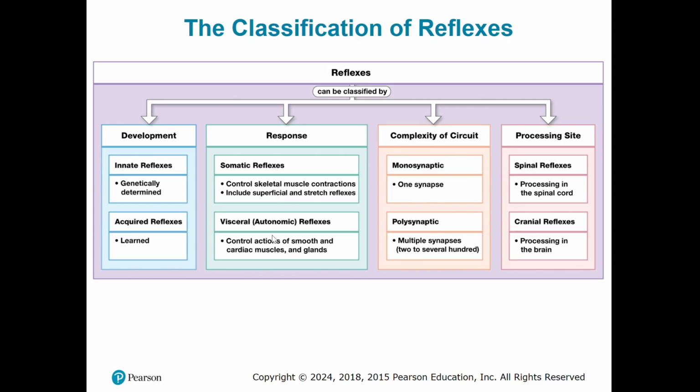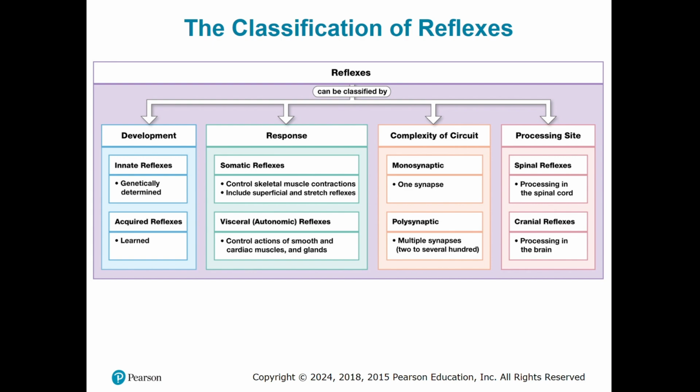When we're talking about visceral reflexes, these are also referred to as autonomic reflexes because they're controlling your internal organs and what their response is going to be. We can look at the complexity of the circuits, where you will have just the one synapse, where one neuron is ending and then starting with a different neuron. And then, of course, you have polysynaptic, which are going to be much more complex, and you have multiple synapses, anywhere from 2 all the way to several hundred synapses that are going to occur because of some particular stimulus.